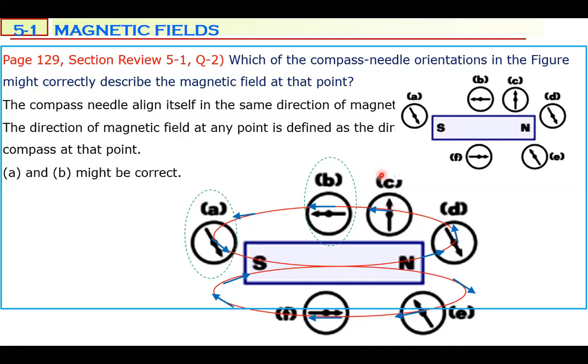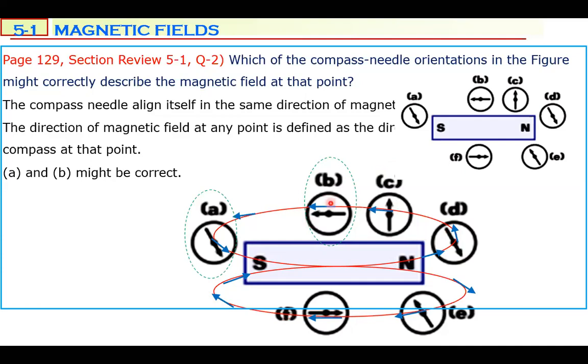This is impossible, so it must turn until it comes in the same direction. D is almost in the opposite direction, so the magnetic field here is in that direction, but the compass needle is opposite. And then for E, also not in the same direction. For F, completely opposite in direction. So A and B are possible answers.